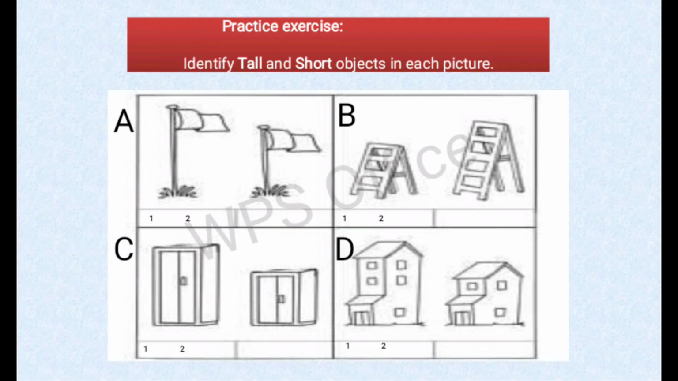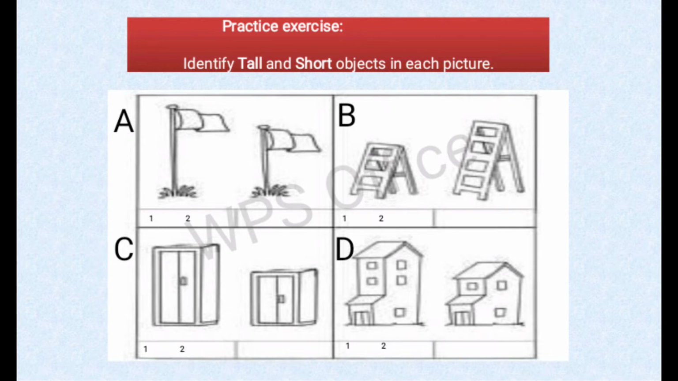Let's have a small practice exercise. Please identify the pictures. It is tall or short, the left one or the right one. In picture A, the first flag post is tall or the second flag post is tall? Yes, the first flag post is tall. In picture B, the first ladder is tall or the second ladder is tall? Yes, the second ladder is tall while the first ladder is short.